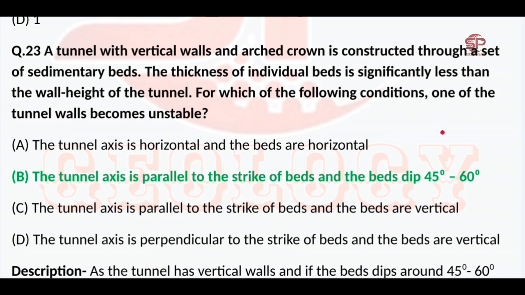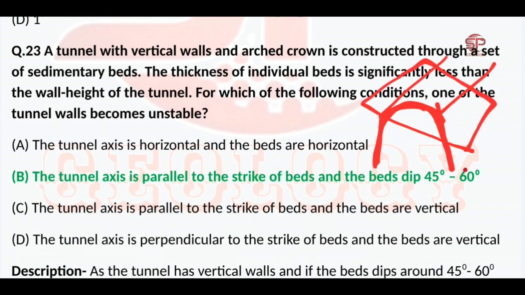So first thing, if a tunnel has vertical wall like this and an arched crown, this is the crown, to keep the tunnel axis parallel to the strike of the bed. Suppose this is the tunnel, so now it runs parallel to the strike of the bed, you can say, at an angle like this.